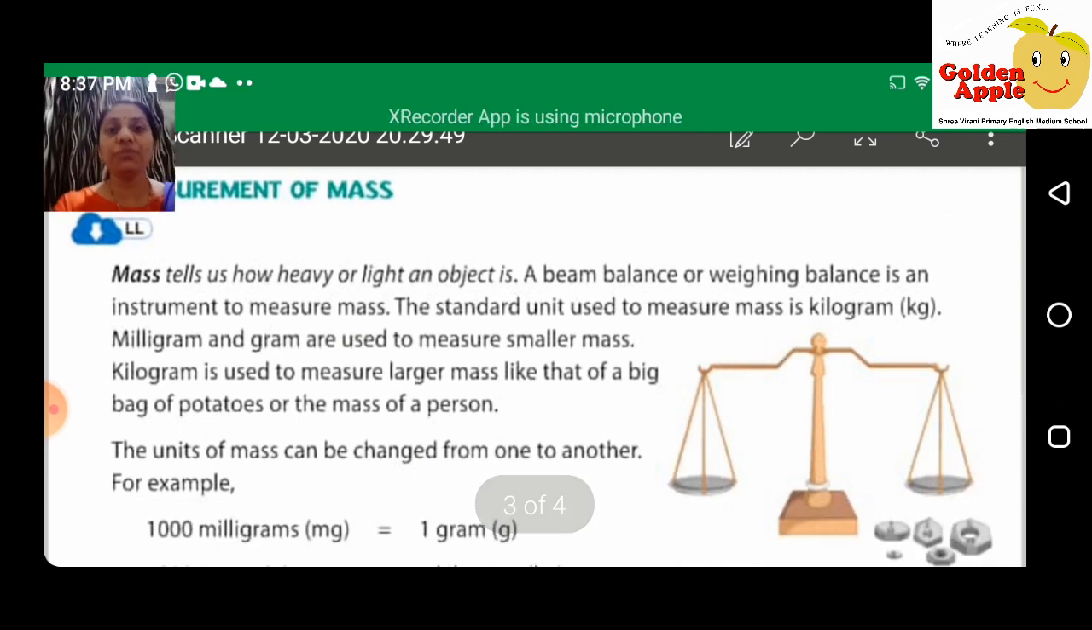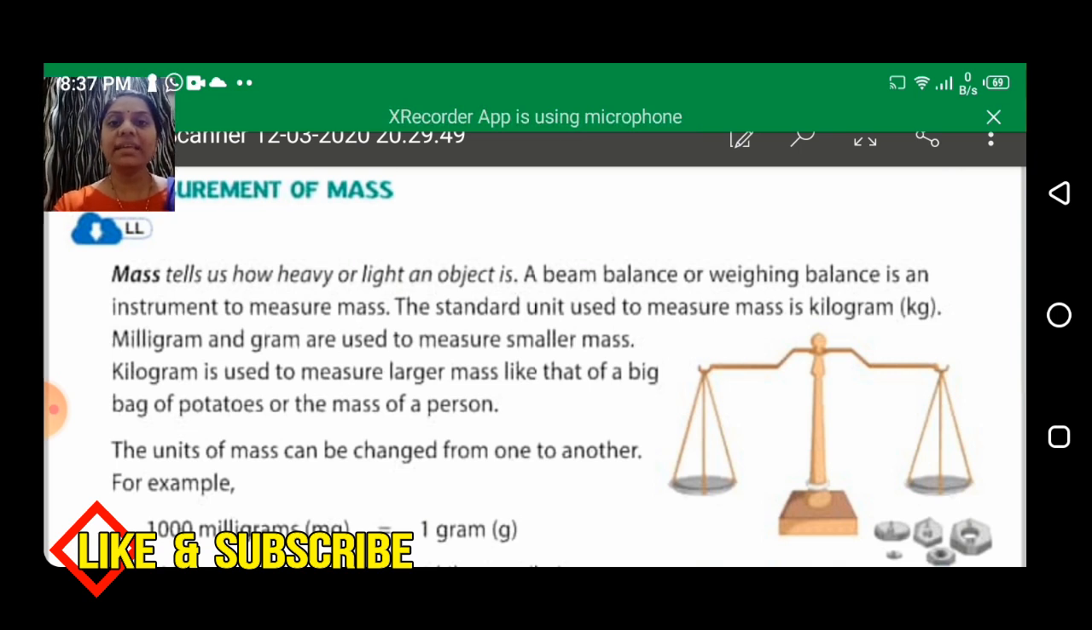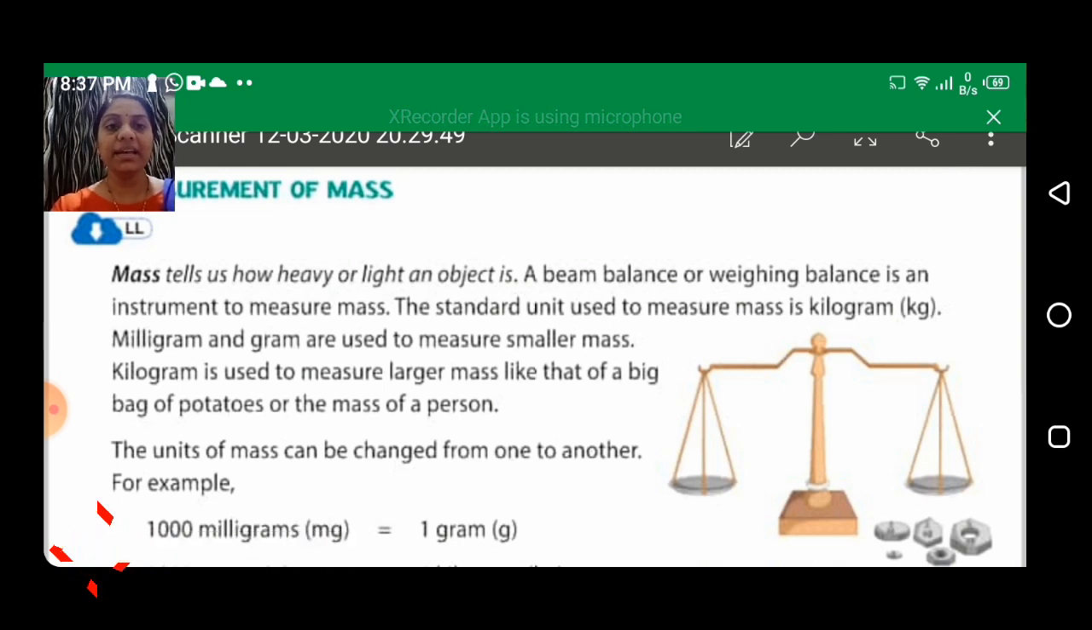Now measurement of mass. Mass means anything like sugar, wheat, rice. So mass tells us how heavy or light an object is. For that, a beam balance or weighing balance is an instrument to measure mass. The standard unit used to measure mass is the kilogram. If you want to buy sugar, then we will buy 5 kg, 2 kg, 1 kg of sugar, or 500 grams. So kilogram, milligram and gram.